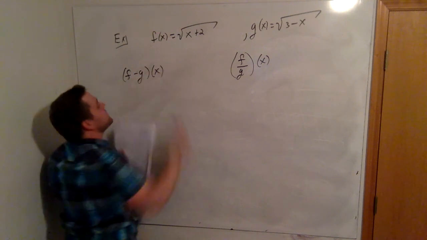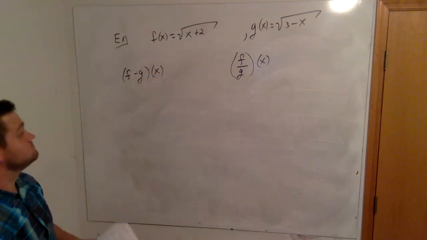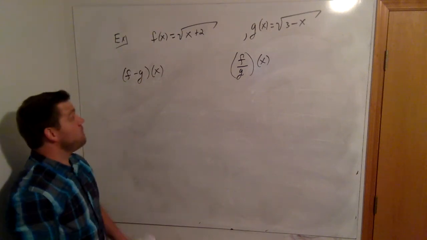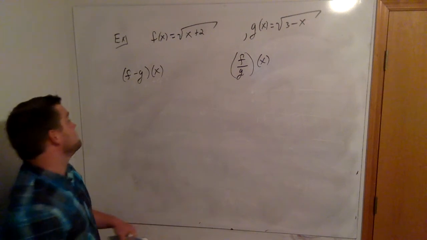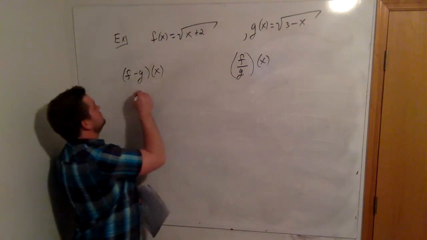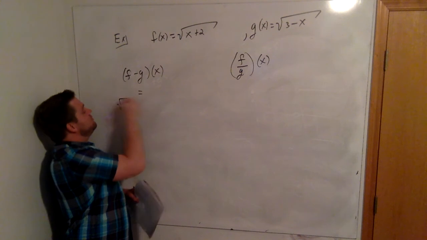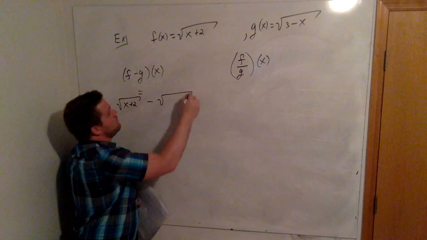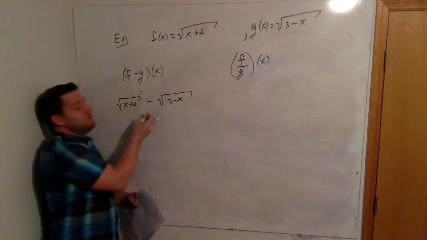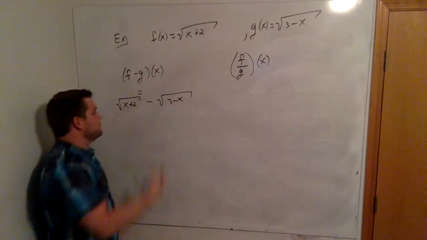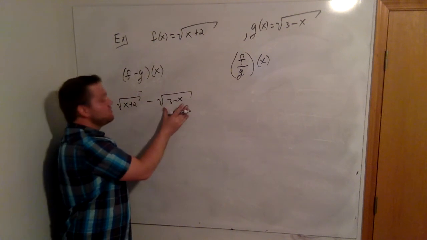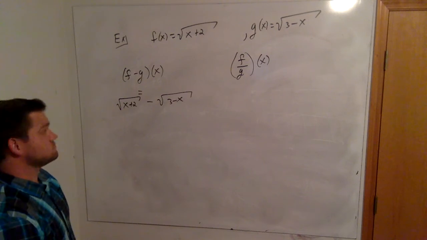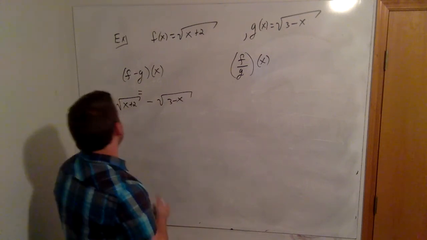Okay, go ahead and pause the video and give this one a shot. Okay, for the computation, there's really not too much to do here. This is just going to be, I'm taking f, so the square root of x plus 2, and I'm just subtracting it from the square root of 3 minus x. There's no combining we can do here with these square roots. I can't distribute this minus sign inside the square root. This is as far as we can go with this function. There's not really too much more to it. Okay, so this is f minus g of x.